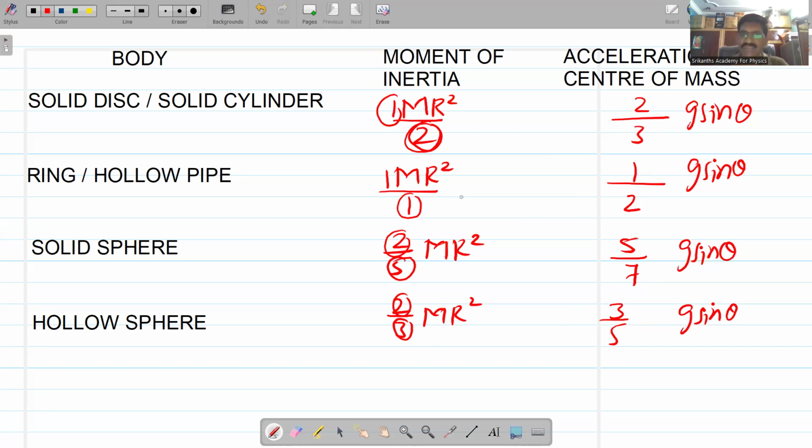So these are the moment of inertia values with respect to the axis of rotation, and these are the values of acceleration of center of mass for a body rolling down the inclined plane. So this will be helpful as a shortcut for you, and write in the values directly in the IIT-JEE and in the NEET examinations.